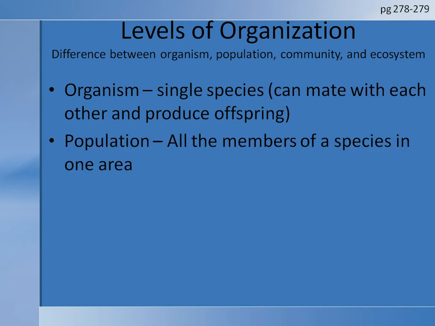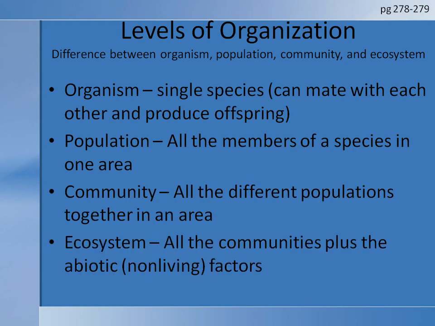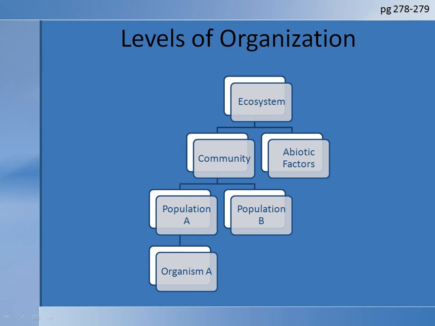The population then is all the members of a species in one area. And then a community is all the different populations that live together in an area, followed by the ecosystem, which is everything in the area. So it's all the communities plus the non-living parts, like the dirt, the water, things like that. We can actually think of it in this idea of a tree diagram here.